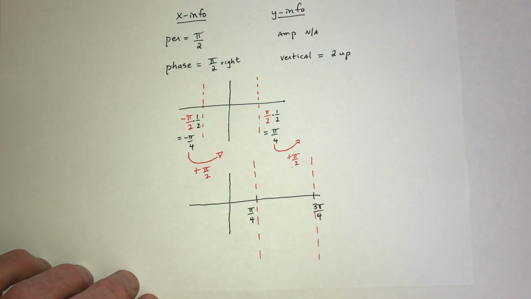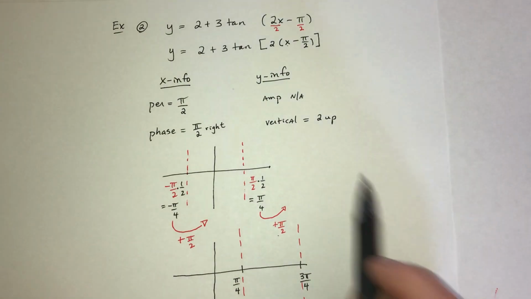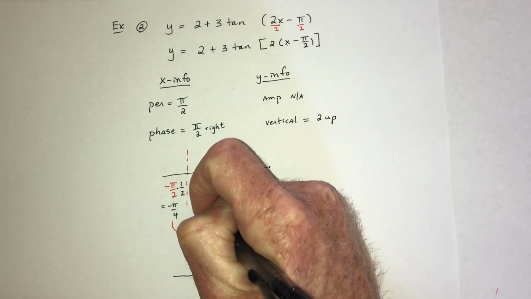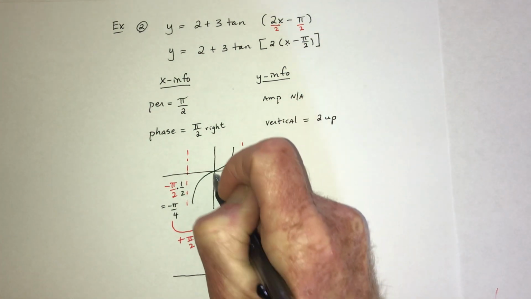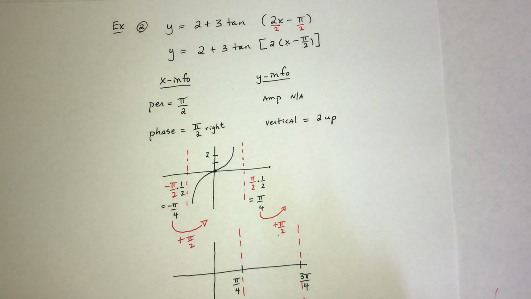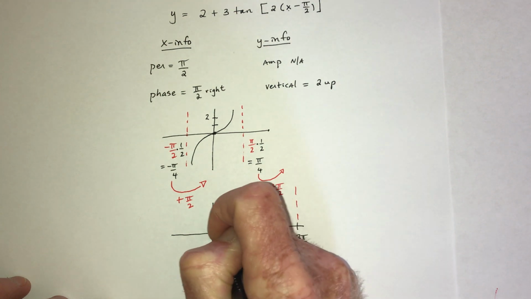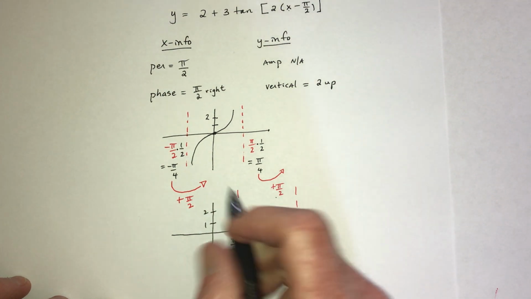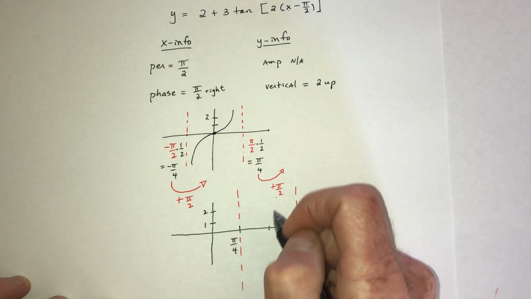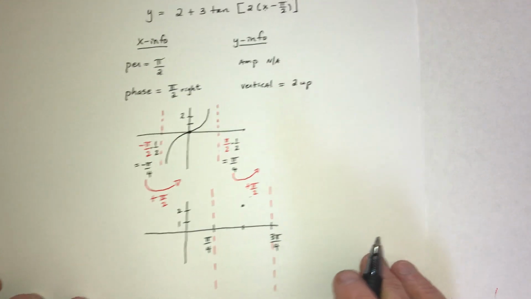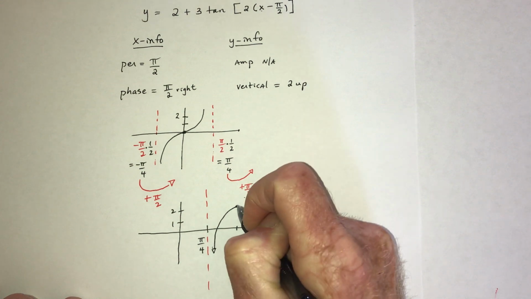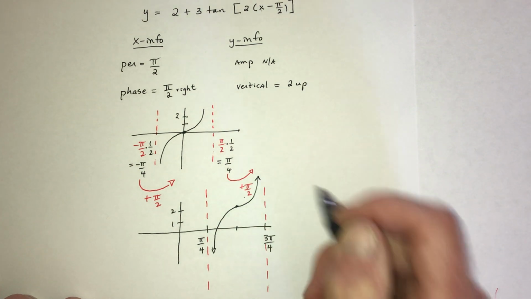Now, for the next part, it needs to be shifted up by 2. So the tangent graph would go like this, and it would be going through the origin. Well, that part now needs to be shifted up by 2. So on the y-axis, there's 1, there's 2. So this point right here needs to be shifted up. So right here in the middle, it needs to be shifted up by 2. And then this part will go down, and this part will go up.